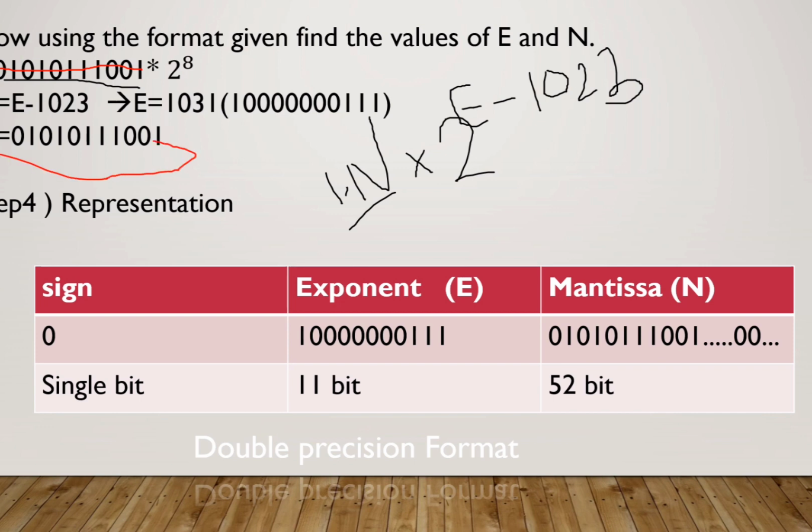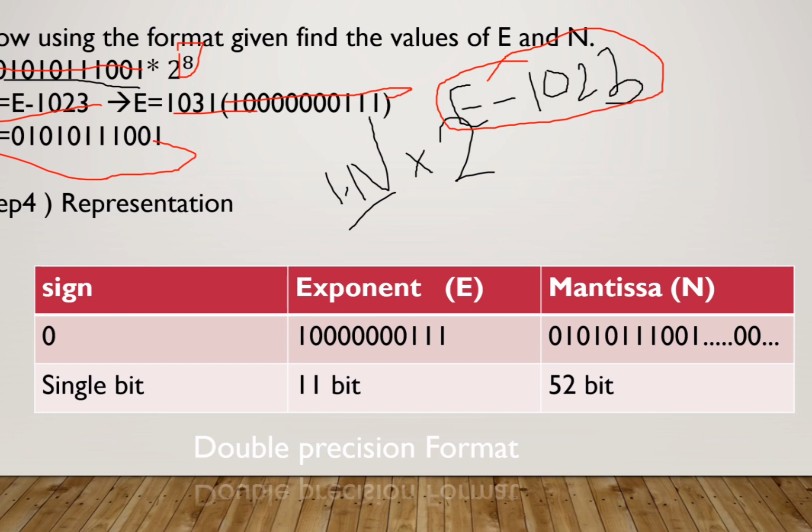Now e. 2 to the power 8, so the 8 will be equal to e minus 1023. From that equation we get the value of e, which is 1031, sorry, by mistake I pronounced it wrong. The binary of 1031 is this, and that e value is our exponent.